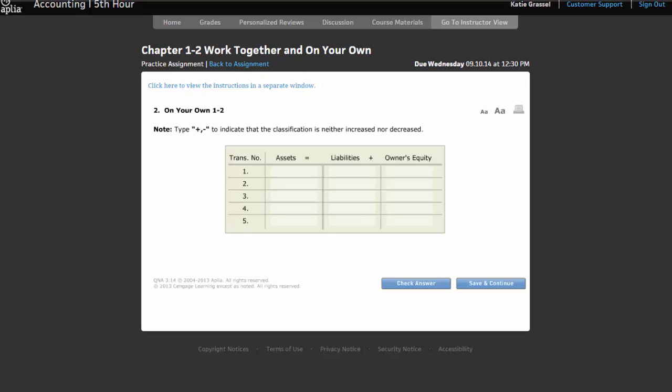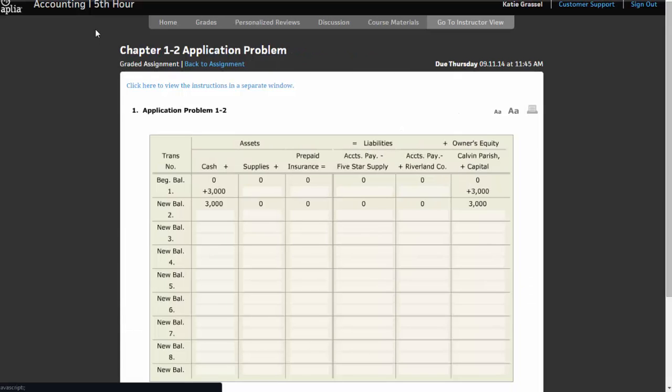Very sophisticated. I want to talk about the other assignment that I want you to look at. So if you're still finishing up the work together and on your own, just spin around so you can see this. What we have here is application 1-2. And what I don't like about application 1-2 is it's so completely different than our work together and on your own. It's not like you can look at it and say, oh yeah, I get it, just plus and minus, but it's graded. Basically, what you have here on your application problem is very similar to what I did on the board. Would you agree?